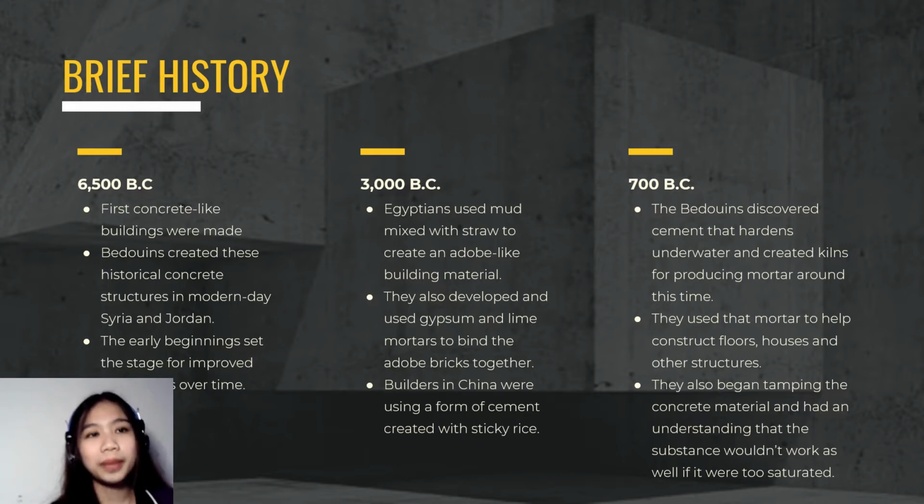In the next period, 700 BC, the Bedouins discovered cement that hardens under water and created kilns for producing mortar around this time. This mortar was used in constructing floors, houses, and other structures. Also around this time, they began tapping the concrete material and understood that the stones wouldn't work as well if too saturated. So they began to have an idea about mixing proportions.